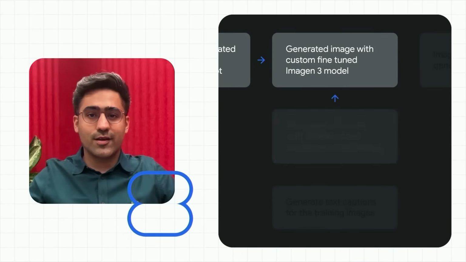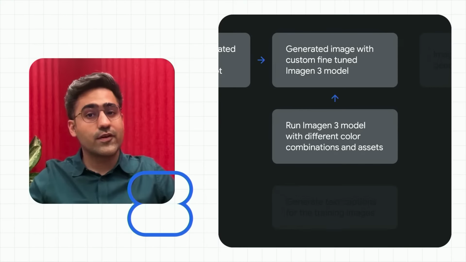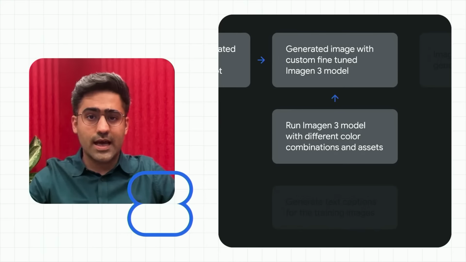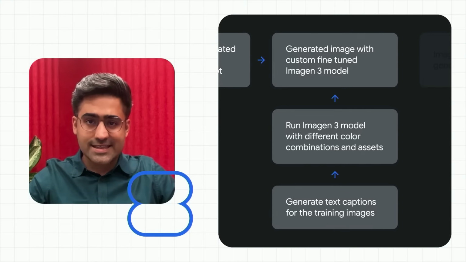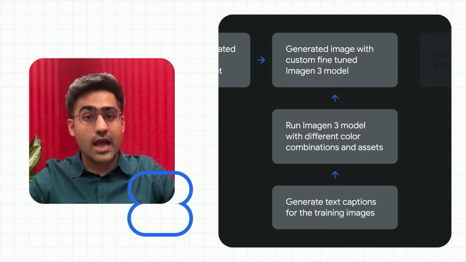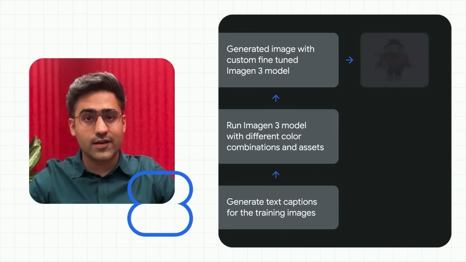We ran a fine-tuning pipeline on the Imagen 3 model, with Android bot assets of different color combinations and different assets for enhanced cuteness and fun. We generated text captions for the training images, and the image-to-text pairs were then used to fine-tune the model effectively.